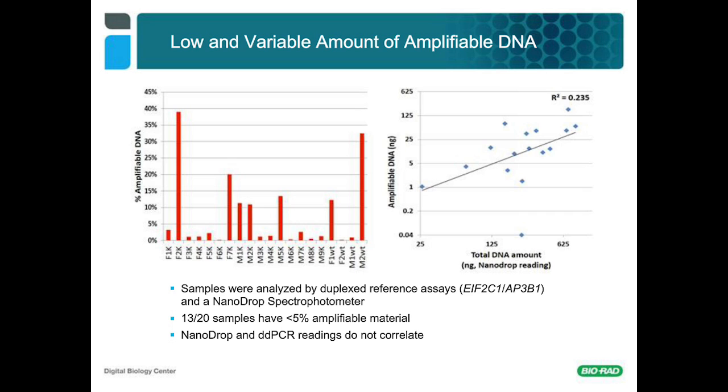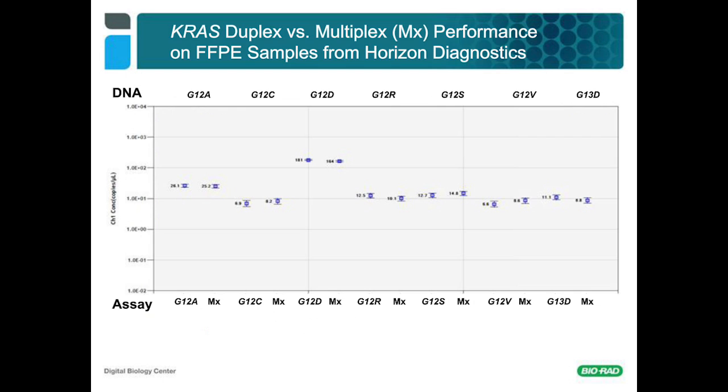We have found that the yield of amplifiable DNA from FFPE samples is highly variable and not well assessed by spectrophotometric analysis. Shown here are measurements made of the Horizon FFPE reference standards for each of the 7 KRAS mutations measured by the specific Duplex assay or the KRAS Multiplex. Here we demonstrate quantitative measurement of FFPE using both the Duplex and Multiplex assays. As you can see, the concentrations are near identical with overlapping 95% confidence intervals.